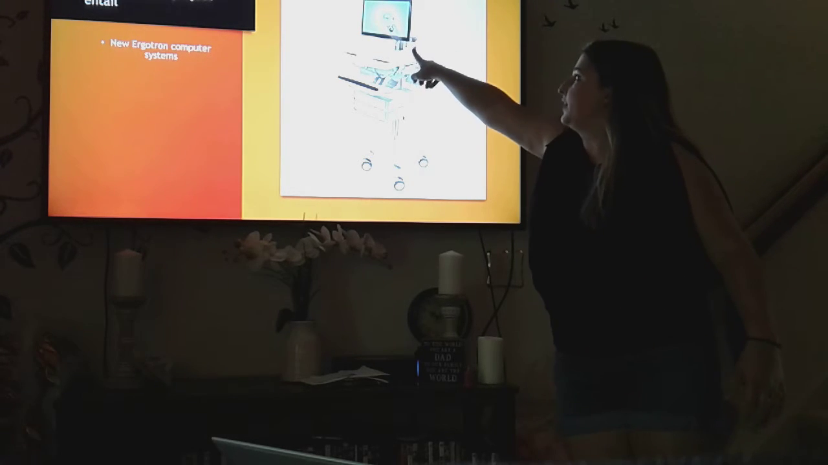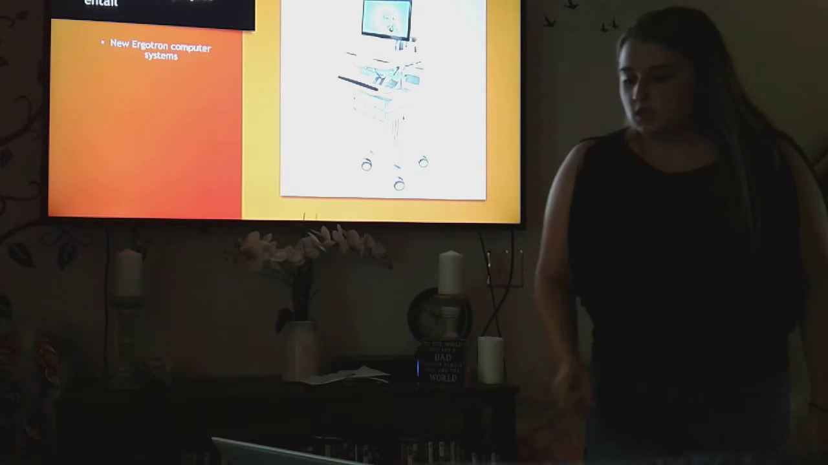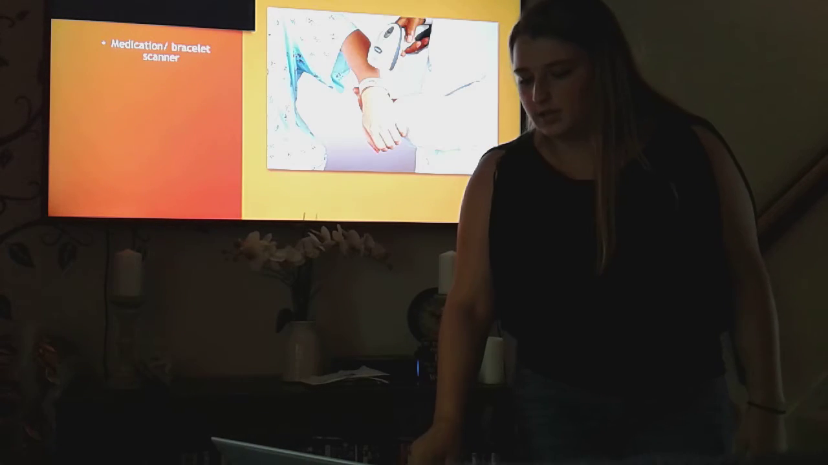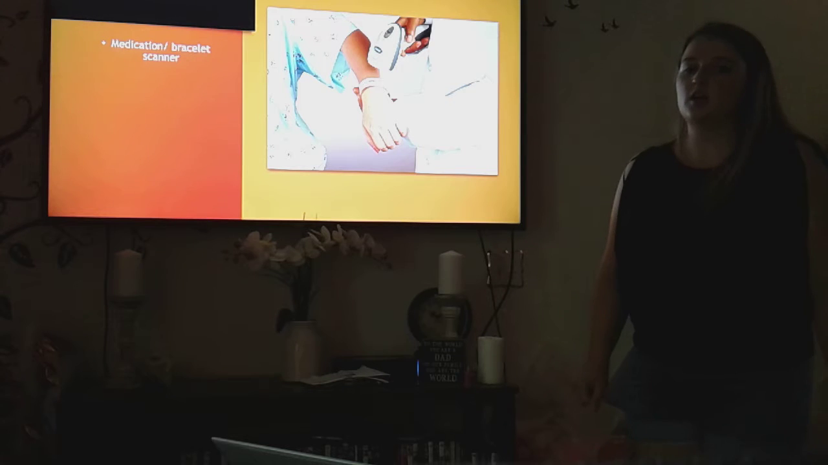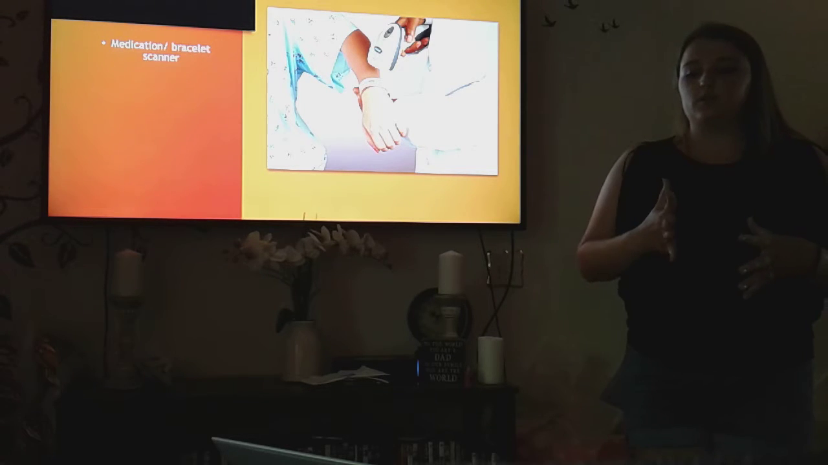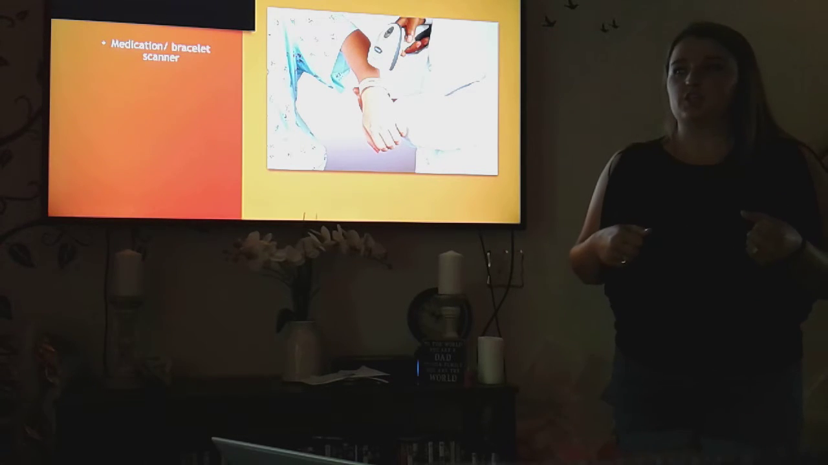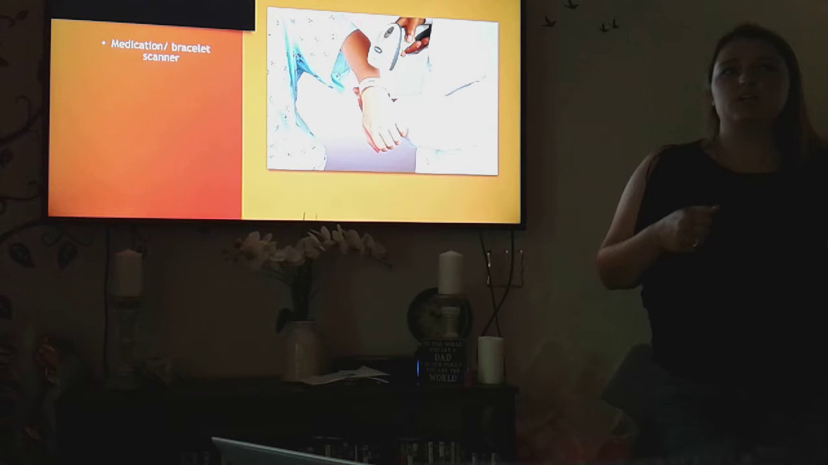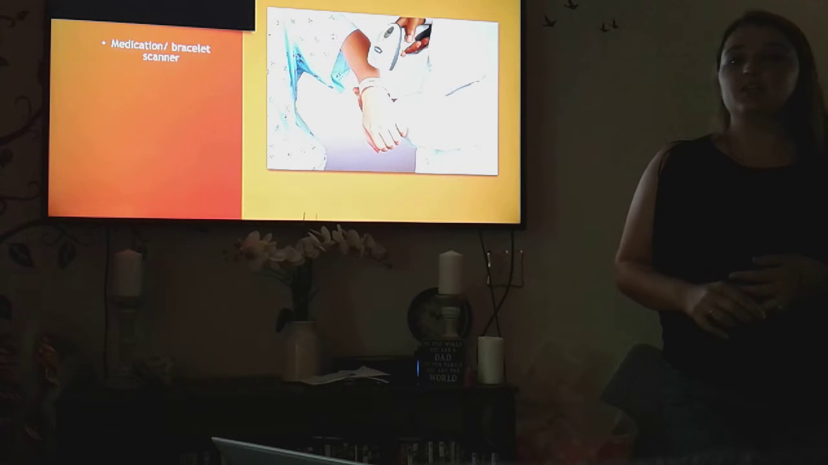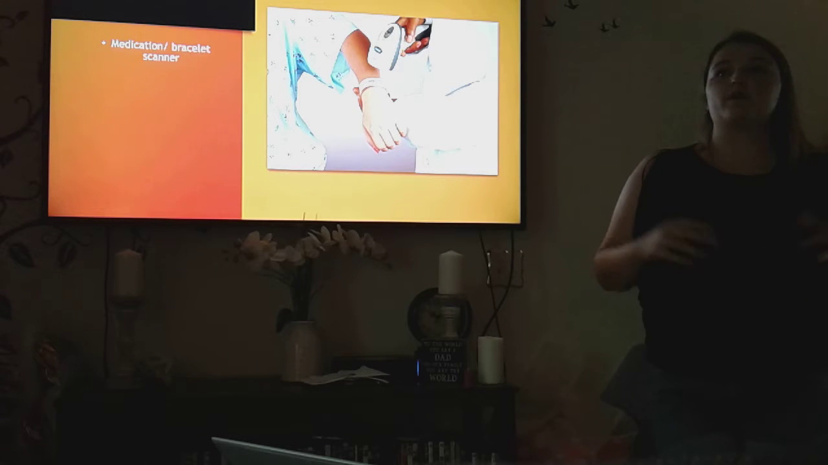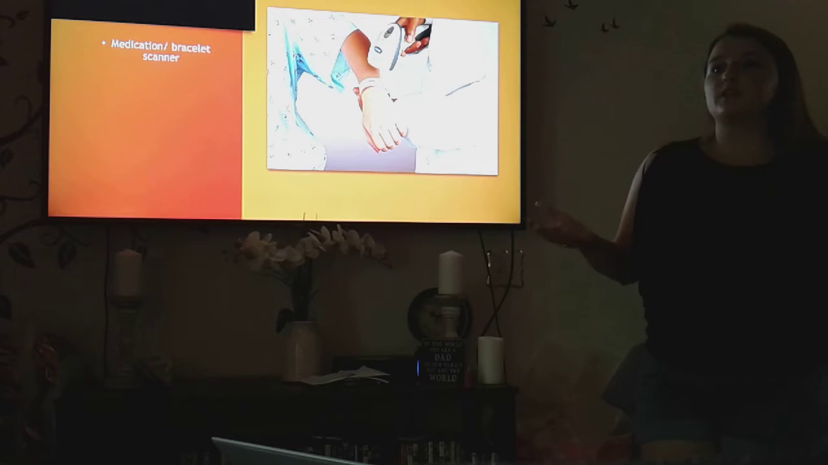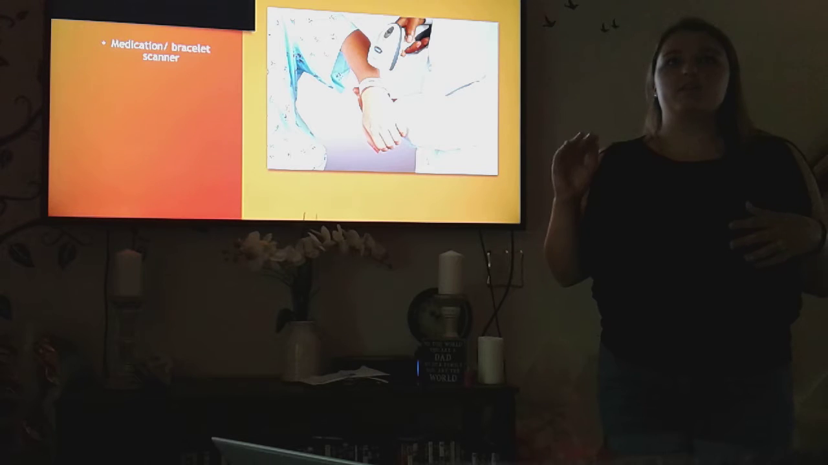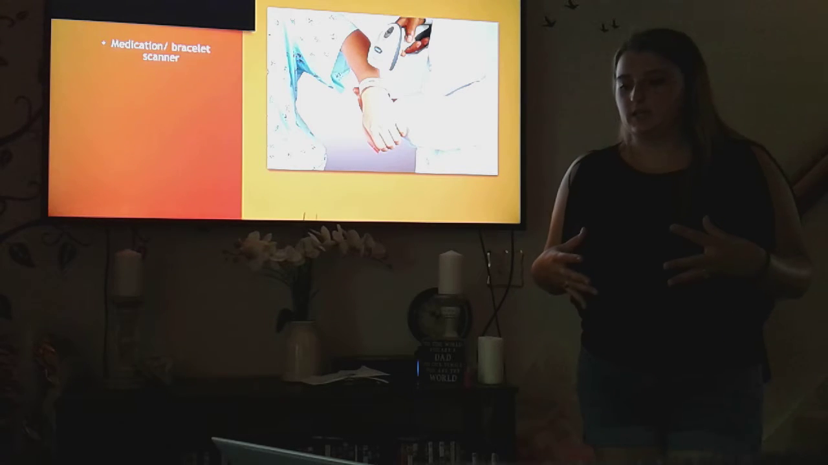And also on the back here you see that there's a scanner. This scanner is a medication and bracelet scanner. So when the nurse goes into the room, they're going to scan the bracelet of the patient, make sure that they have the right patient, and then they're going to scan the medication. When you scan the medication, it's going to show you if you have the right patient, the right medication, the right dose, and the right route of administration. So this is going to take the amount of errors and reduce it dramatically.